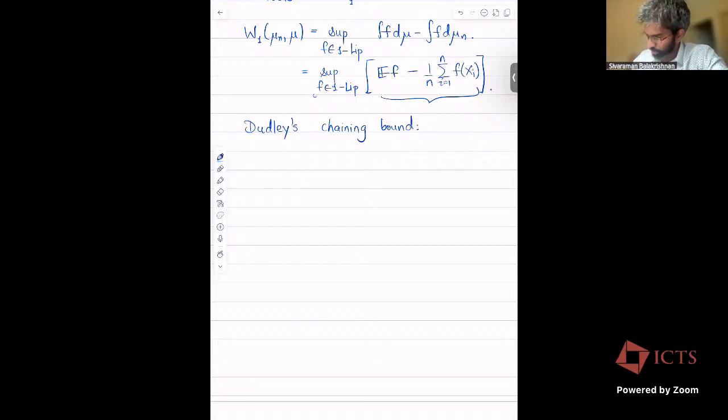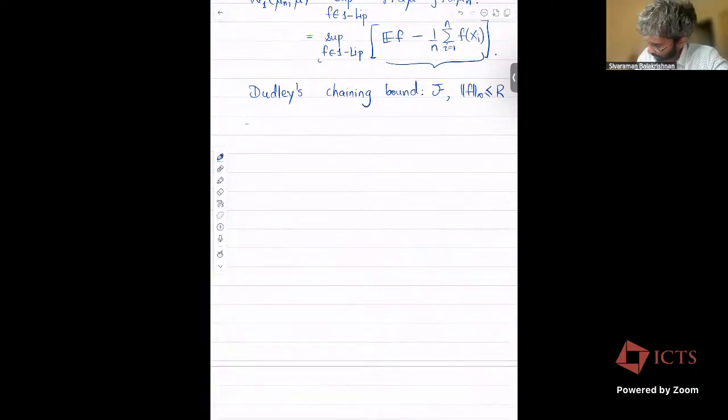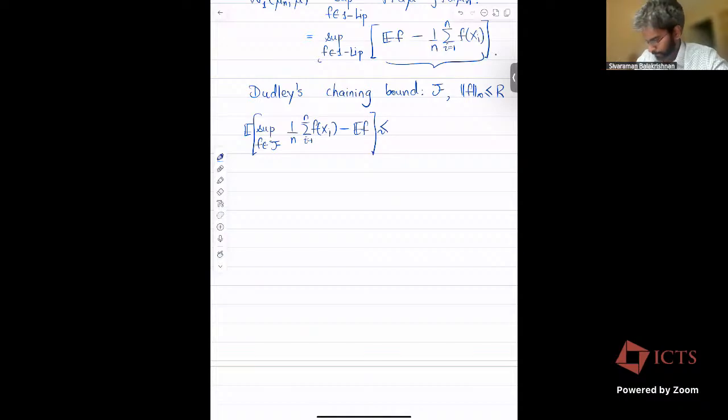So now let me state the bound. This is just a general bound. You can find this in many references. Suppose I give you some collection of functions. They're all bounded by R. Then the expected supremum of an empirical process, and so a term that looks like what we wrote, is always upper bounded by the following quantity.